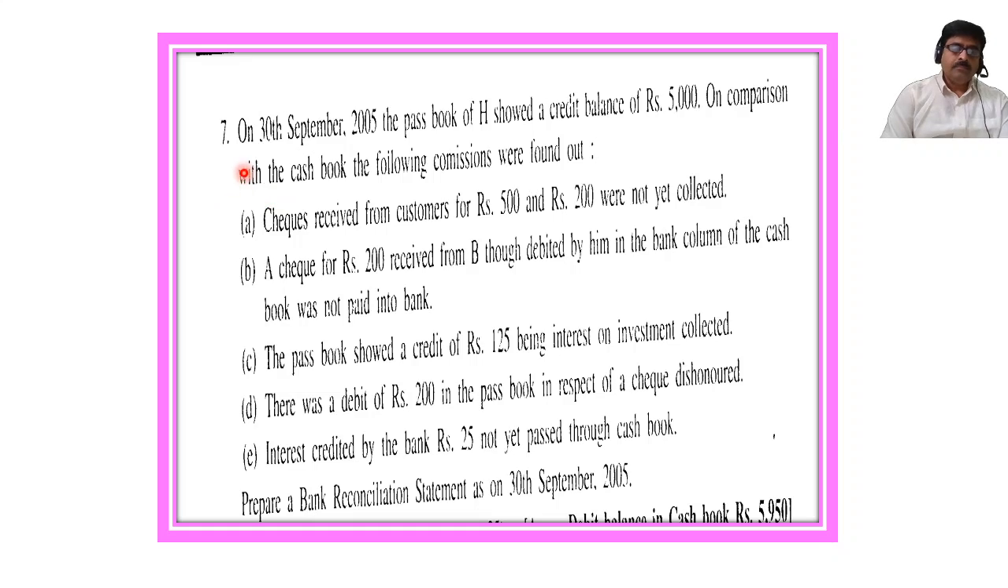Next one. On 30th September 2005, the passbook of H showed a credit balance of 5,000. So we are going to prepare the bank reconciliation statement taking the passbook as the basis. On comparison with the cash book, the following discrepancies were found.